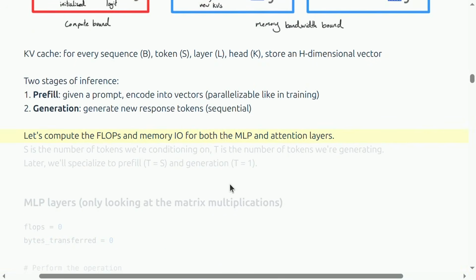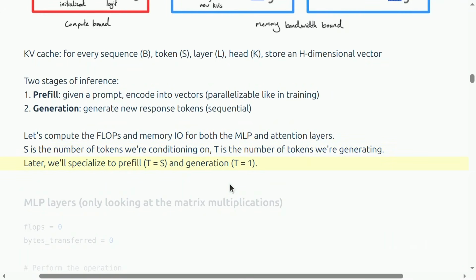All right, so let's try to figure out the flops and memory I/O for both the MLP and attention layers. Remember, S is the number of tokens we're conditioning on, and T is the number of tokens we're generating. We're going to do this abstractly, and then later we'll specialize to prefill, where T equals S, and generation, where T equals 1. Through all of this, I'm just going to look at the matmuls, because the matmuls are the thing that actually require a lot of work. Everything else is not that many flops and can potentially be fused into the matmul too.